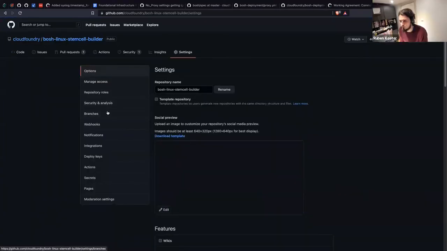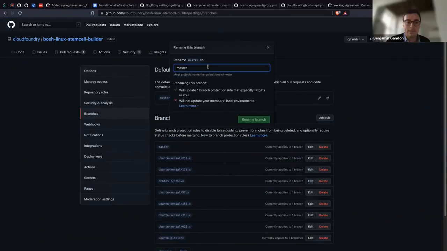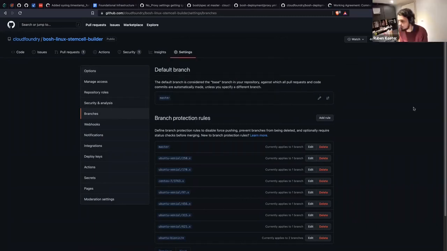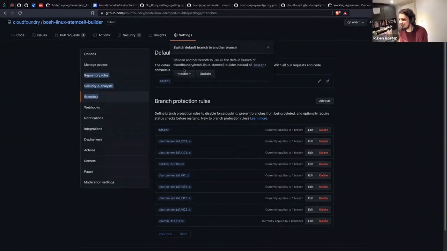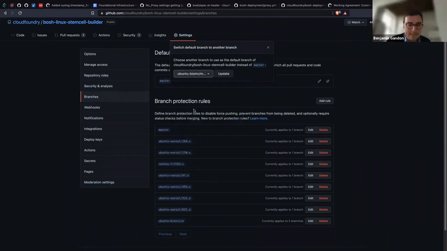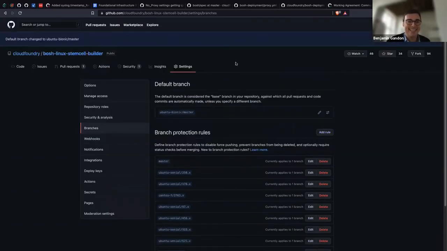Manage branches. Is that the default branch here? Yes, switch. This is renaming the master. It's confusing. No, this is the other button with two arrows, next to the pen. Switch. It's Ubuntu Bionic master. It's very dangerous, take care. That's why we do it with four people. Oh, you did it.